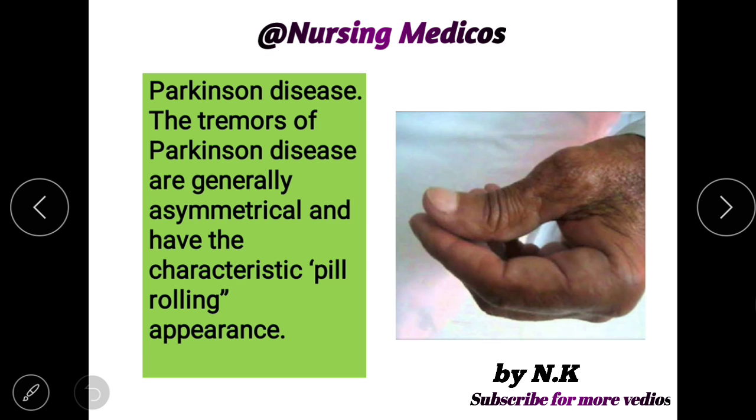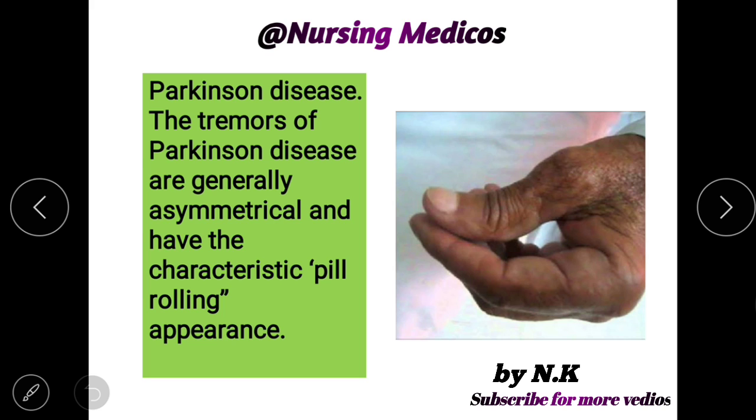So we'll see the answer. The answer is Parkinson disease. The tremors of Parkinson disease are generally asymmetrical and have the characteristic pill rolling appearance. First we'll see Parkinson disease. What is Parkinson disease? Parkinson disease affects the nerve cells in the brain that produce dopamine. Parkinson disease symptoms include muscle rigidity, tremors, and change in speech.